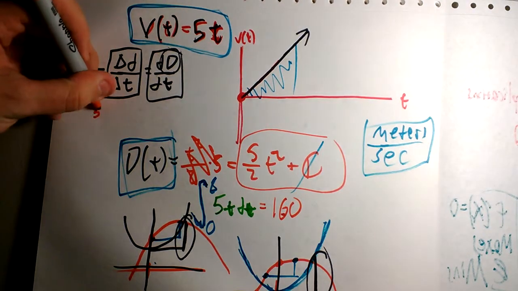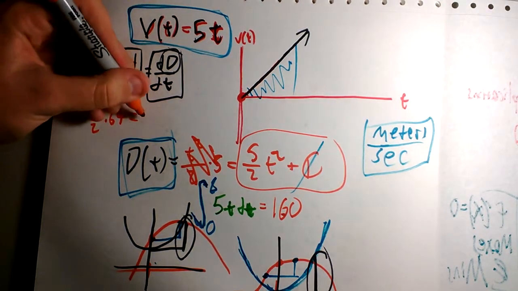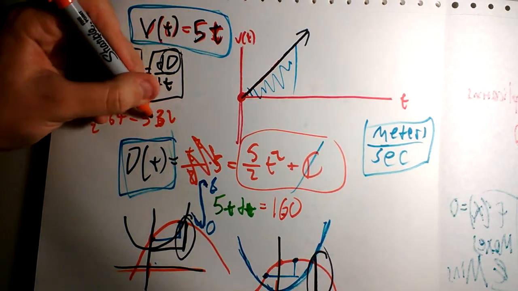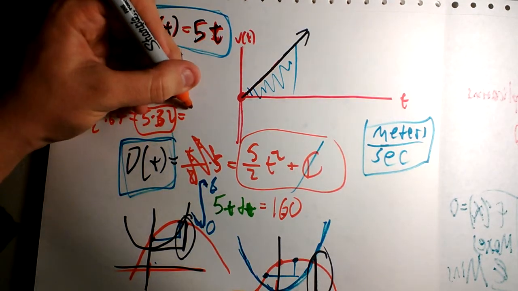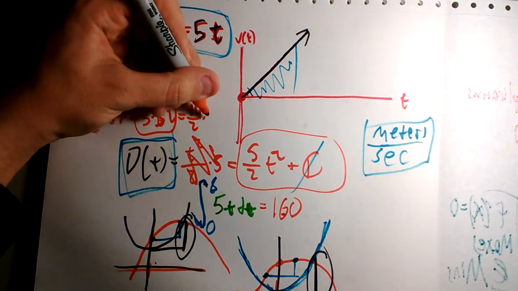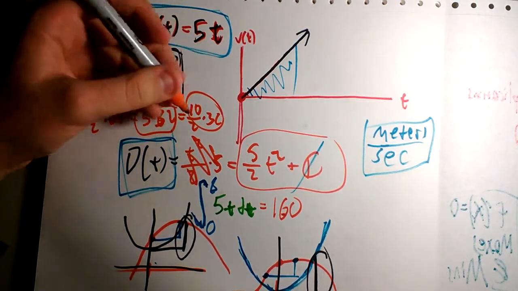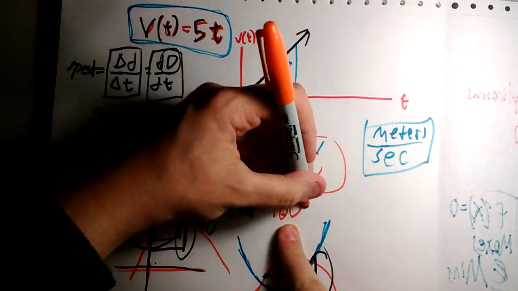So 5 halves, that's kind of fast. 64, so that's equal to 5 times 32, because 64 divided by 2 is 32. And 5 is the same as 10 divided by 2 times 32. So 10 times 32 is 320. 320 divided by 2 is 160. Yep, checks out. And then we subtract the value at 0.